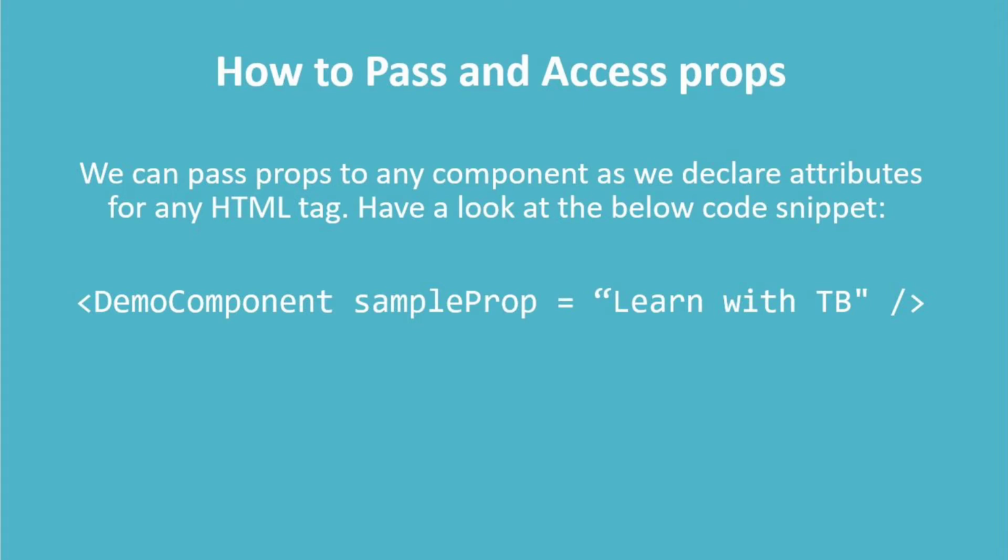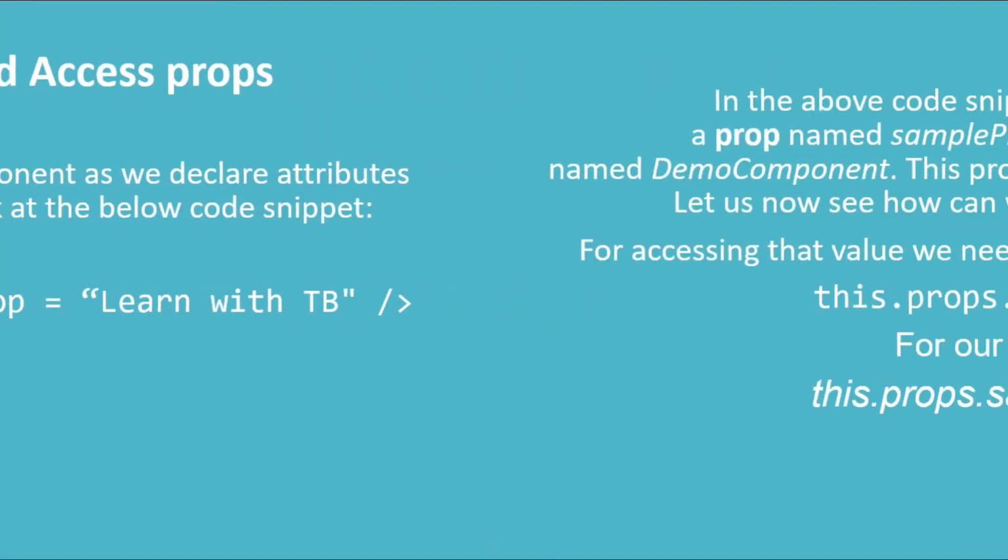So here sample prop is the name of the props that we are using, and the value is learn with tb. The demo component is the component that we have defined in the React app in some other class or function. If you don't know how to define a particular component in React, you can see my previous sessions, and you can get an idea about defining components in class components as well as function components. In this code, we are just passing some information to the demo component by using the sample prop variable.